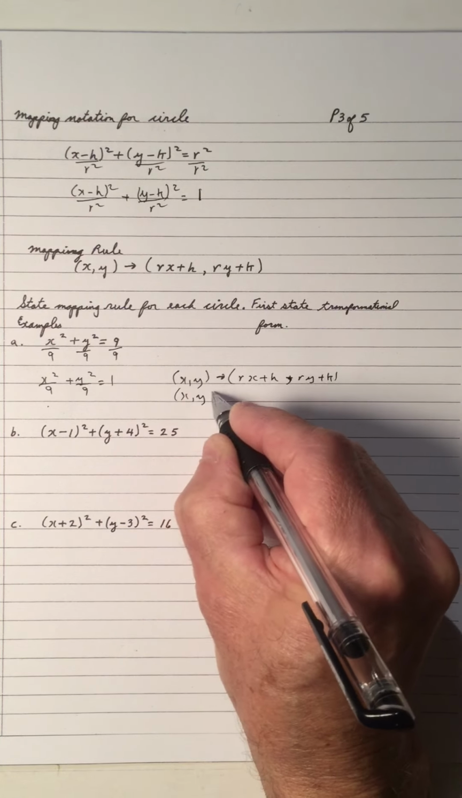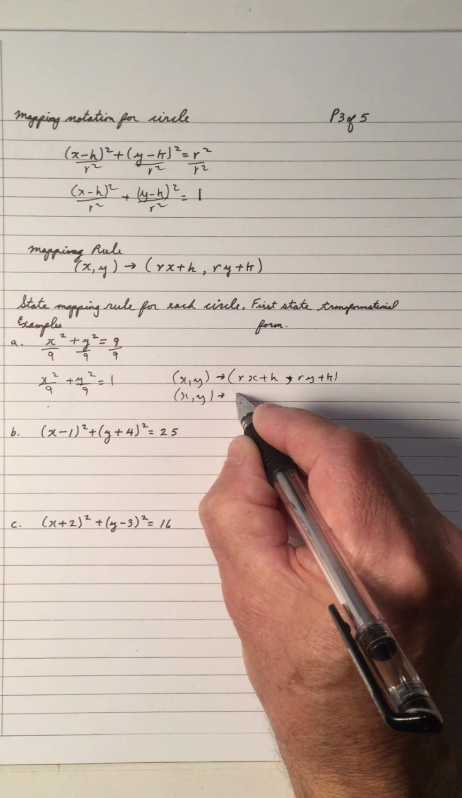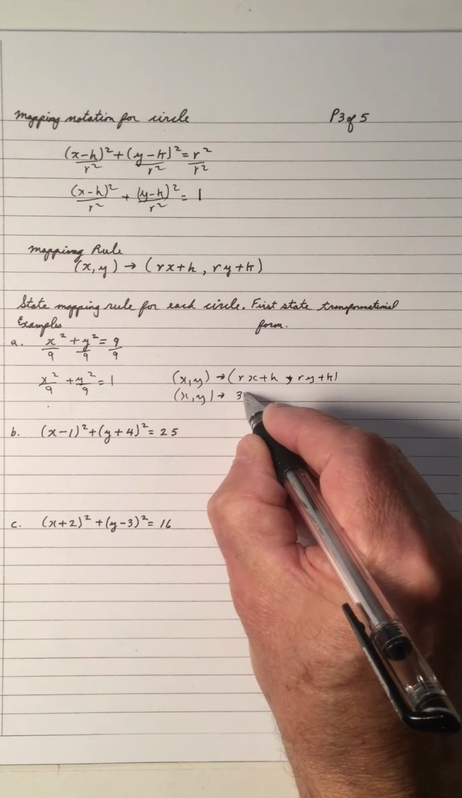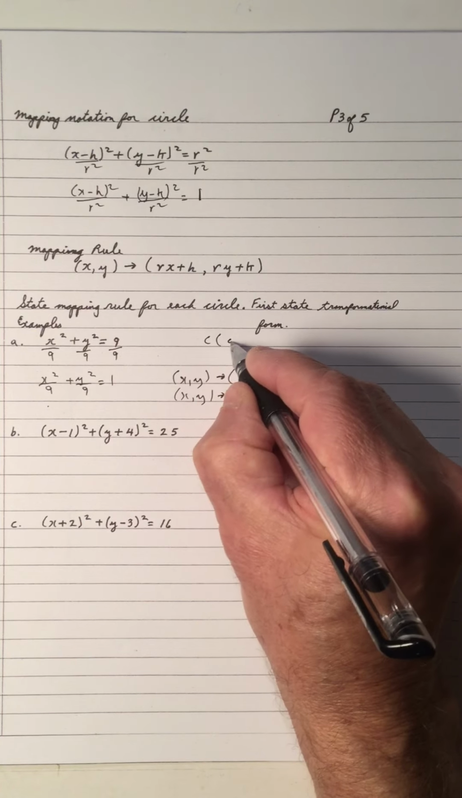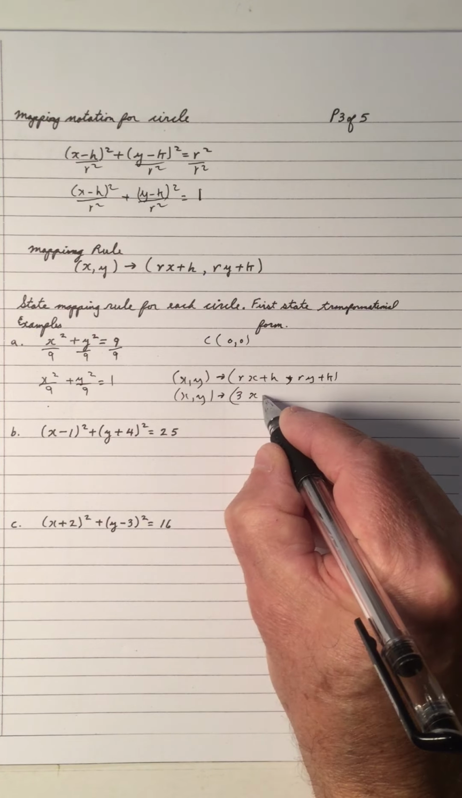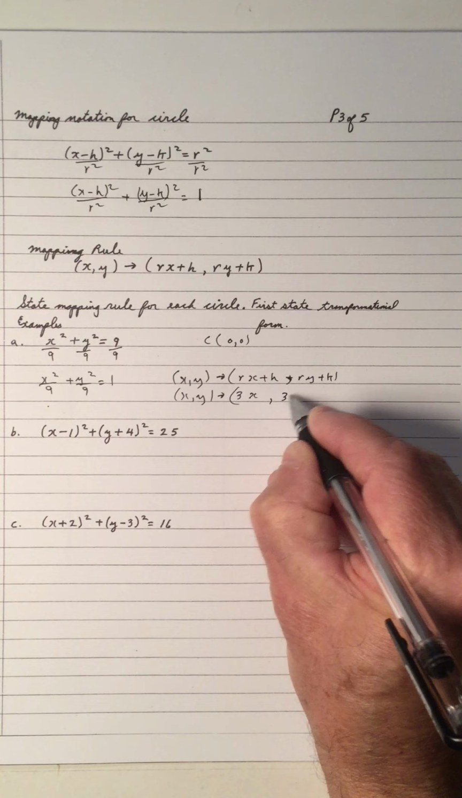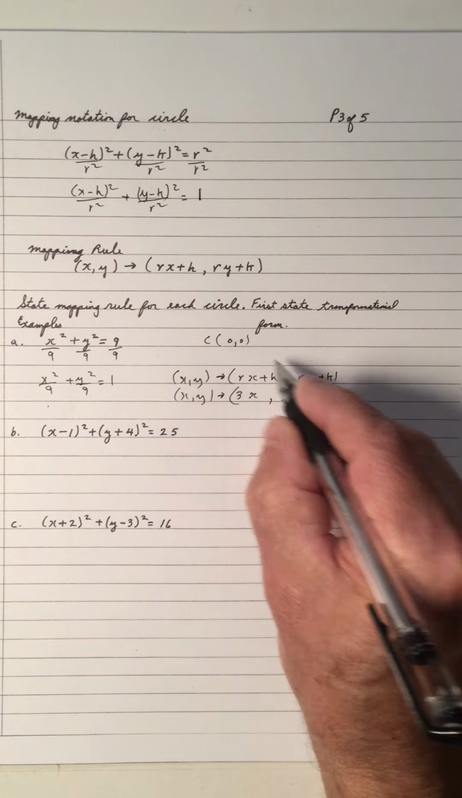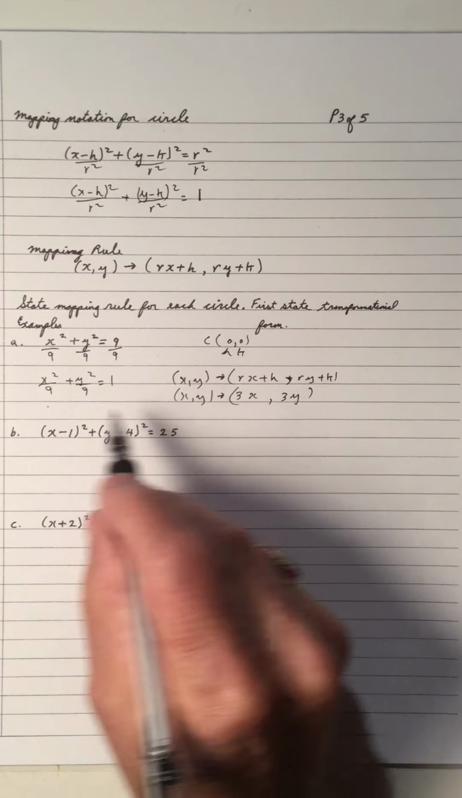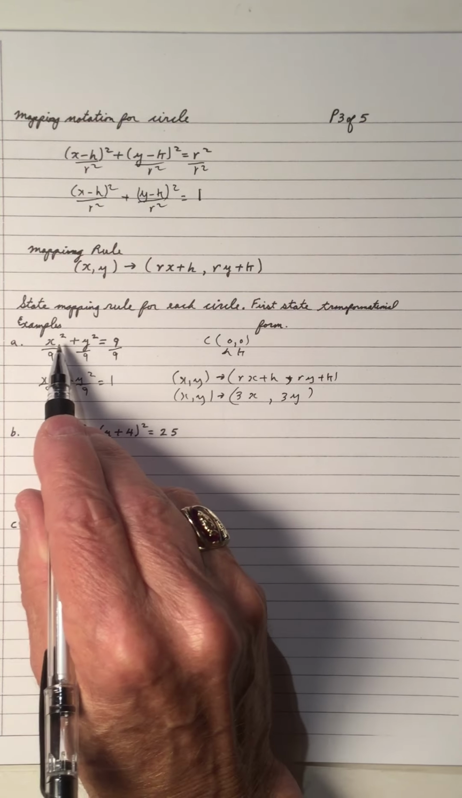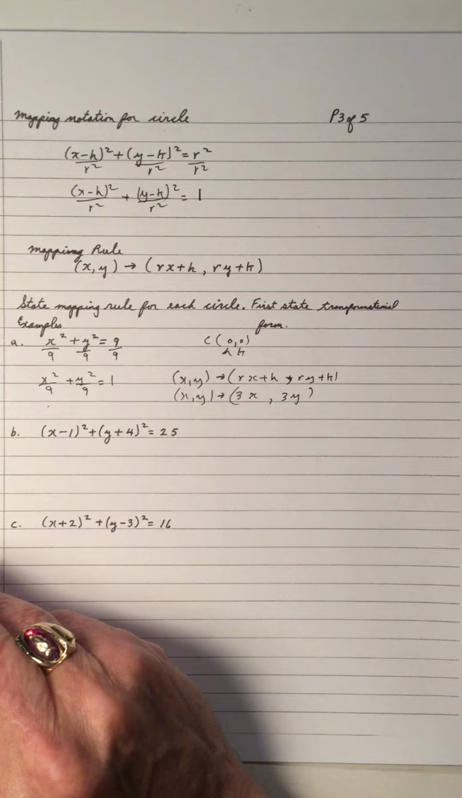So the mapping rule becomes 3, radius is 3, and notice the center is 0, 0, so that makes it a 0 here. And we have a 3 for the radius times y, and the k is 0. That's the h and the k. So there's the mapping rule for this equation. The center is 0, 0 with a radius of 3.